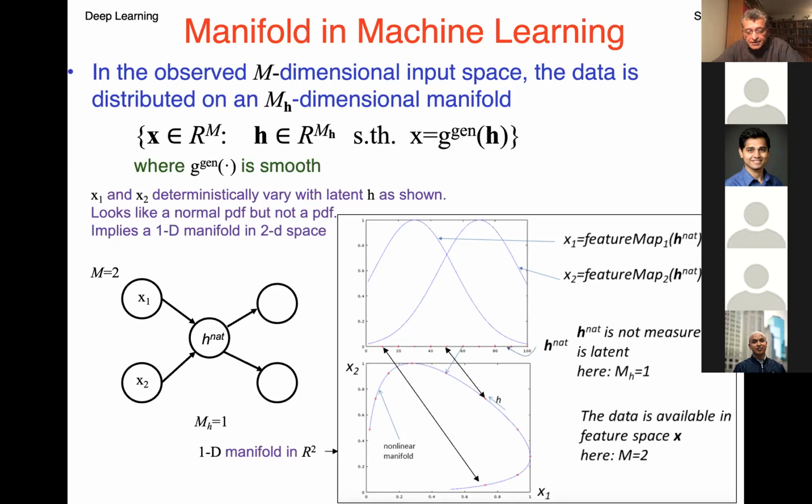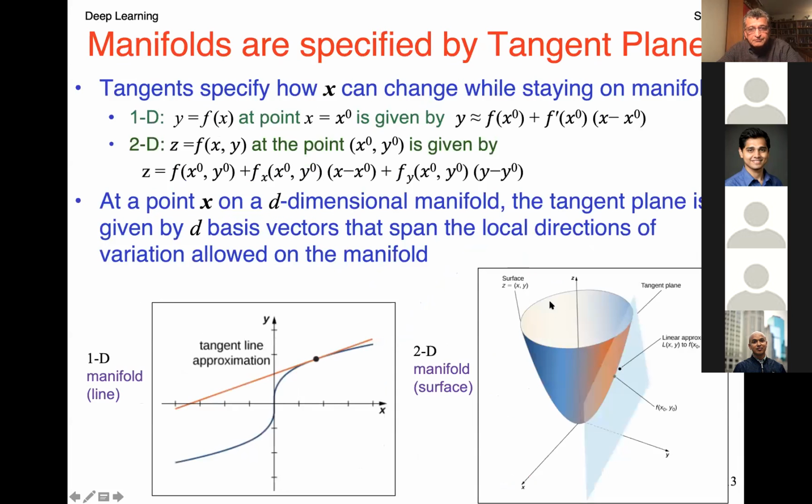And why this is important is that we can now work with a low dimensional representation rather than the very, very high dimensional space that we originally started out with. Of course, in this case there were only two dimensions, but that is to illustrate the point. We looked at two-dimensional input data with a one-dimensional manifold. So now the manifolds themselves are specified by tangent planes. So tangents specify how x can change while staying on the manifold.